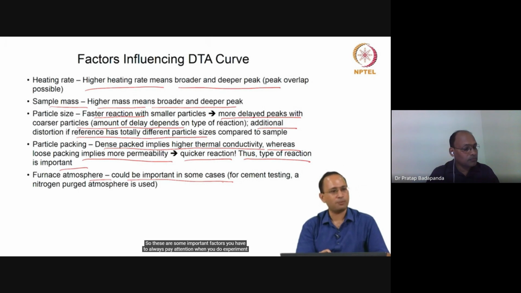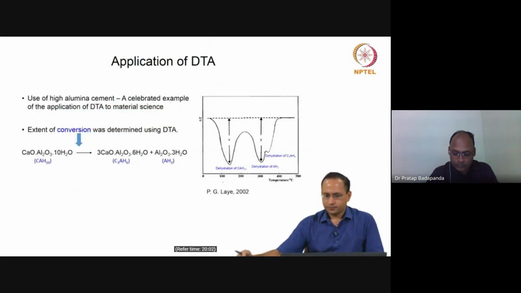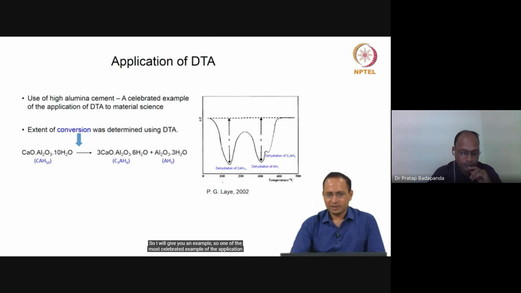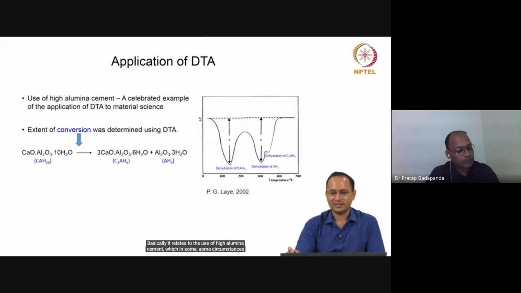So these are some important factors you have to always pay attention to when you do experiments or you look at the data in literature, right, because these things will change. So I will give you one example. One of the most celebrated examples of the application of DTA to material science is this. Basically it relates to the use of high alumina cement, which in some circumstances led to the weakening and in extreme cases the collapse of concrete structures.